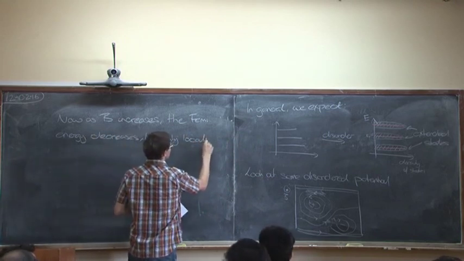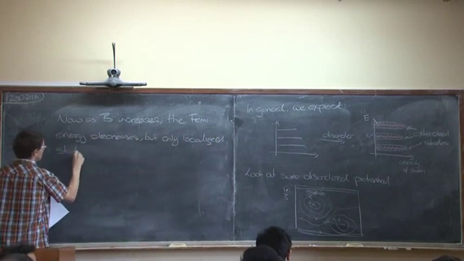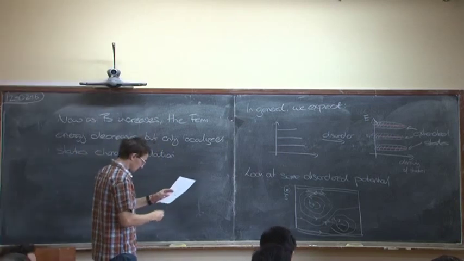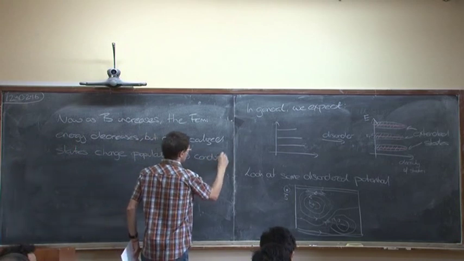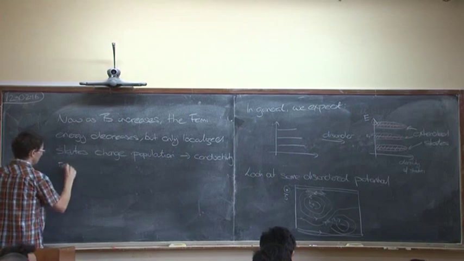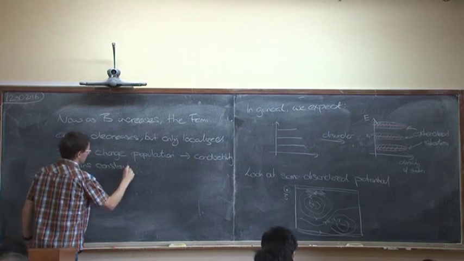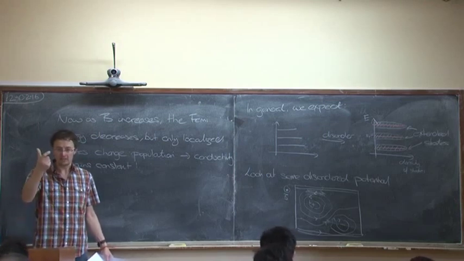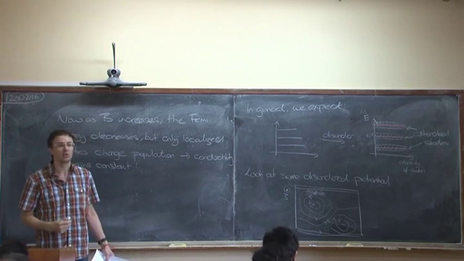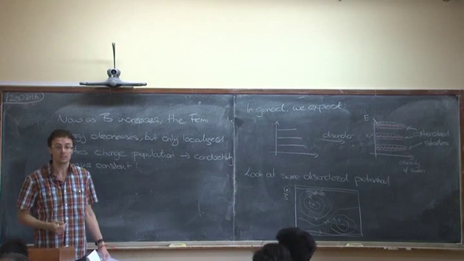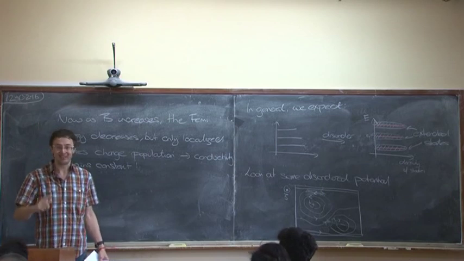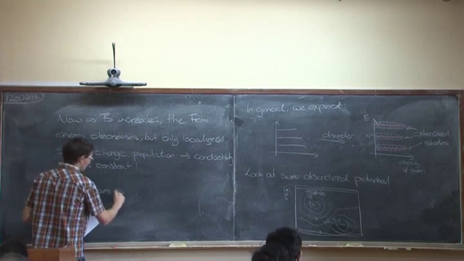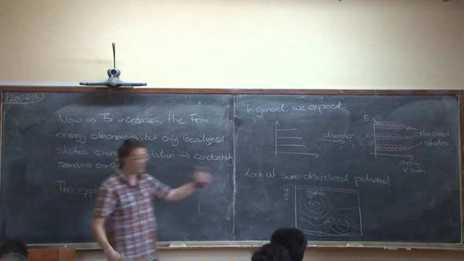Only localized states change their population number, which means the conductivity is expected to remain constant. Okay, is this clear? This is the reason you get these plateaus: the Fermi energy changes, but it's only the localized states being affected. Except, we still haven't explained the fractional integer quantum Hall effect. So what have we learned? We've explained why there are plateaus. This explains why, as you change the magnetic field, the conductivity doesn't change.